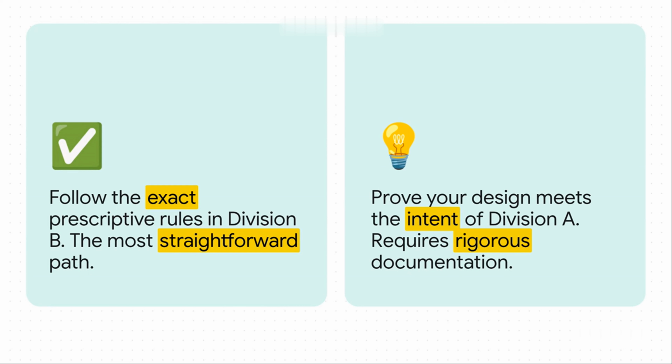There are 2 ways to comply with the code. The first path is using acceptable solutions. You just follow the exact rules laid out in Division B. Simple. The second path is proposing an alternative solution. That's where you prove your unique design still meets the intent of the code from back in Division A. Understanding this difference is not optional. I guarantee you it will be on the exam.